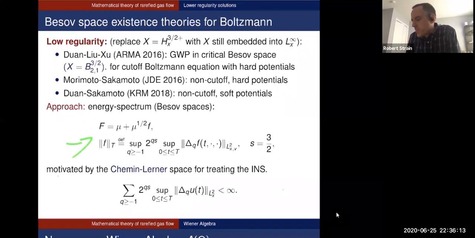And the approach is to use this kind of Chemin-Lerner space. You take the frequency projection inside the norm, then you integrate in L2 in x and v, then you take a supremum in t, and then you sup over the powers 2 to the qs, and the 2 to the qs represents the regularity that you're assuming. This is motivated by the Chemin-Lerner spaces for treating incompressible Navier-Stokes.